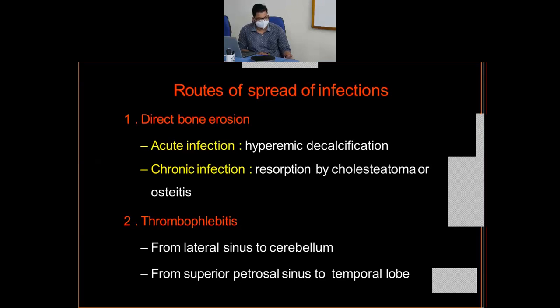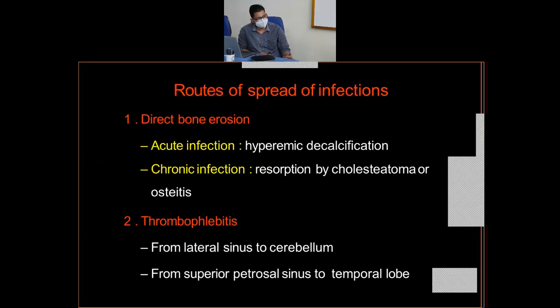resorption or osteitis. Osteitis means inflammation of the bone matrix. So it will lead to destruction of bone and bony septum. As you know, the mastoid cortex has septum trabecula inside it. So due to osteitis, all the trabecula will get broken, and it will lead to accumulation of the infection.